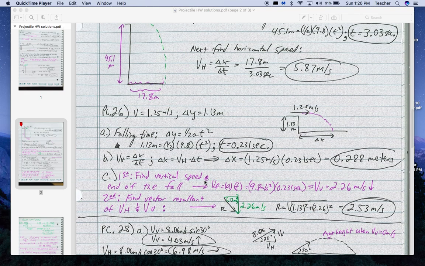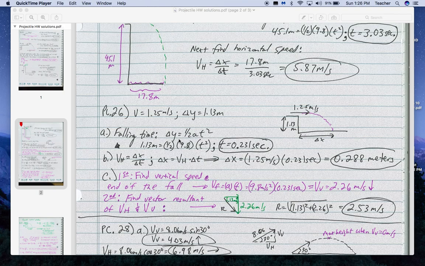Problem 26 is the last horizontally launched one. It was, I believe, something going on in my room, maybe. Actually, no, that's the Choo Choo restaurant. I kind of always wanted to go there, but anyhow.